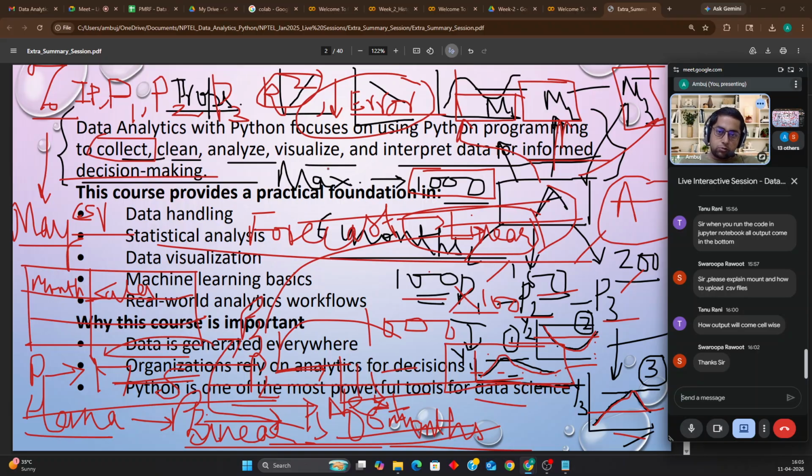Now, this course was intended to give a practical foundation in data handling, statistical analysis, visualization of the data, machine learning basics, and real world analytics workflows. The course was important because data is generated everywhere nowadays. Sensors, IoT sensors, wearable sensors, they generate tons of data. Data has to be analyzed. Organizations, mainly professional organizations and corporates, rely on analytics for decisions, and Python is one of the most favorite as well as the most powerful tools for data science and data analytics.